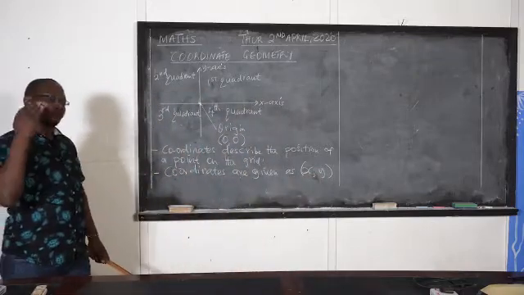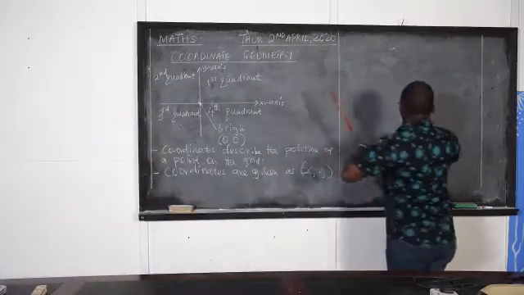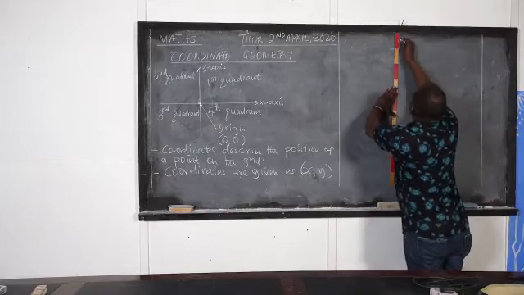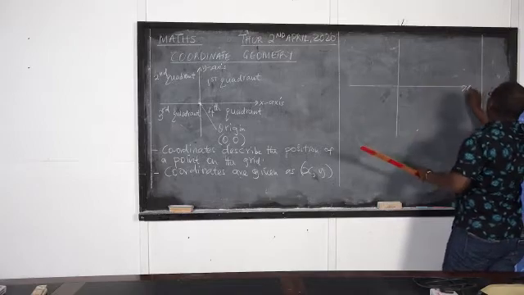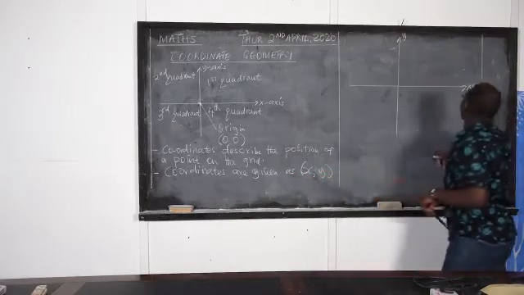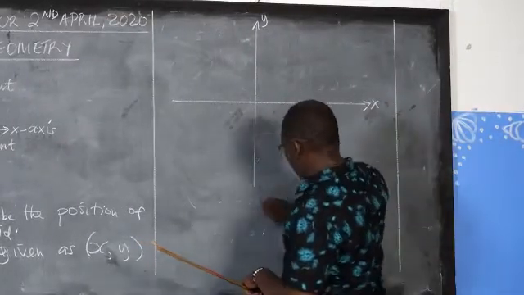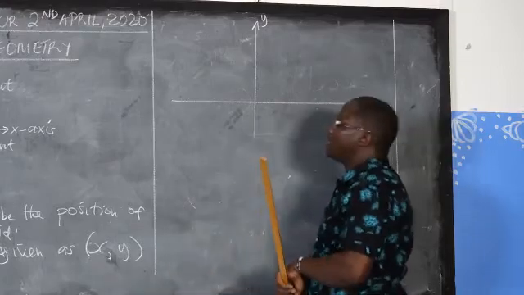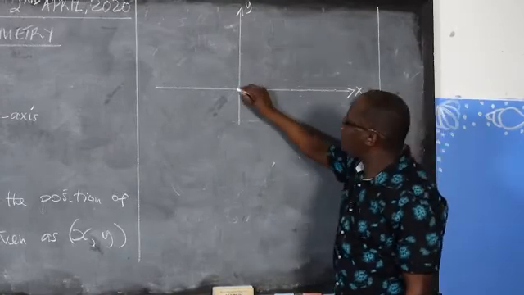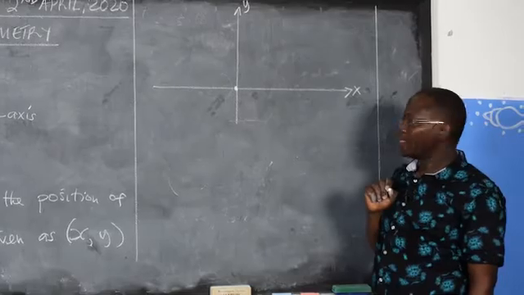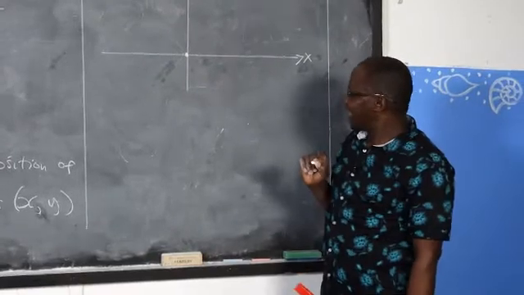Now we want to see how to read the coordinates from the Cartesian plane or how to plot them. For example, if we have this, always make sure that you label your Cartesian plane with x-axis and y-axis. It is also very important to note that the values to the right and up from the origin are always positive, and the values to the left and downwards from the origin are always negative.